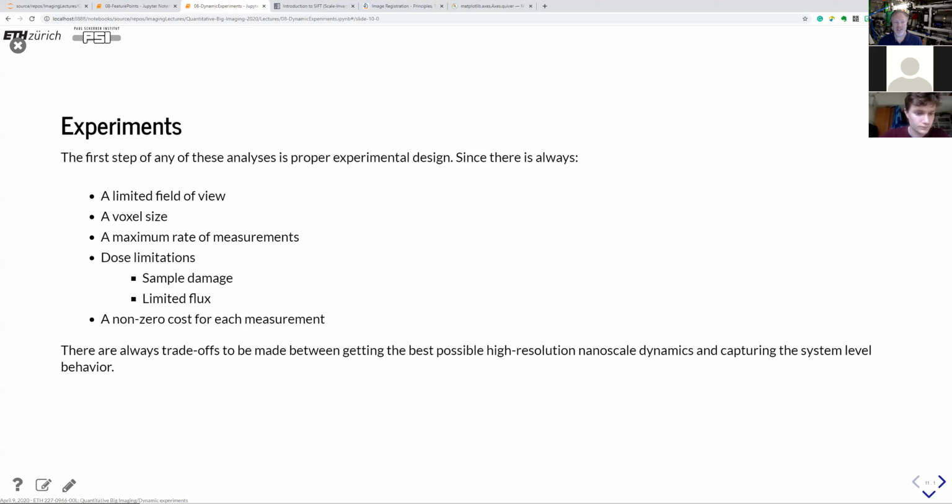We have dose limitations. So on one side we can have sample damage. If you push too much energy into the sample, it somehow will be damaged. The other side of the dose is that we have limited flux, and that possibly gives us too low signal to noise ratio. And there is always some damage in the experiment, so we have to balance that too. That is what we have to put together in a big bowl in our experiment planning.